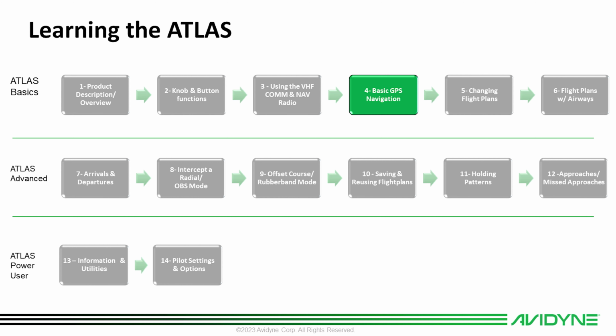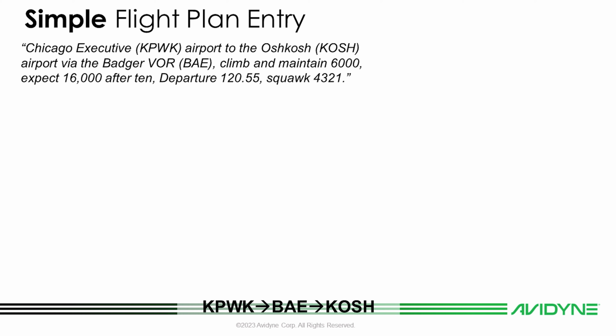This is Lesson 4, Basic GPS Navigation, Entering a Flight Plan. Atlas makes entering, editing, and flying flight plans a simple and easy task. In this lesson, we will enter a simple flight plan and review some of the useful features you would use during this procedure. For this scenario, let's assume we received the following clearance from Chicago Executive PWK to Oshkosh Airport via the Badger VOR. Climb and maintain 6,000, expect 16,000 after 10. Departure frequency 120.55, squawk 4321.